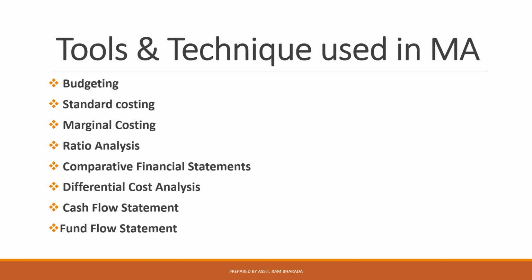Number 3 is marginal costing. Here marginal costing means the costing based on two components. One component is variable cost and the second component is fixed cost. In marginal costing, we mainly focus on the changes in the variable cost due to the changes in the operation activities. Next, we have ratio analysis.